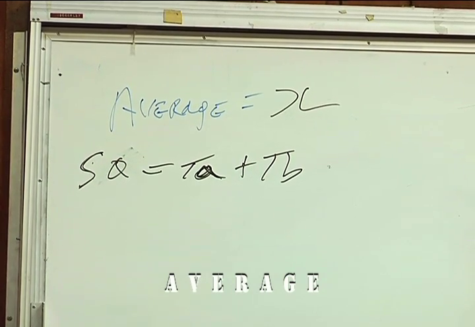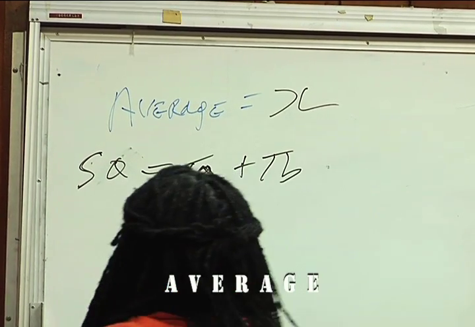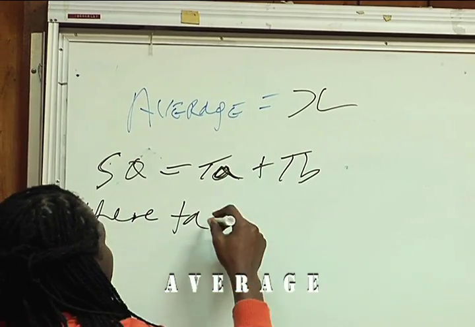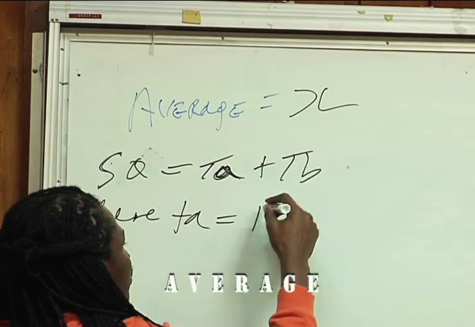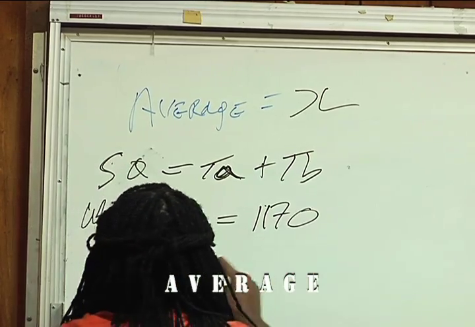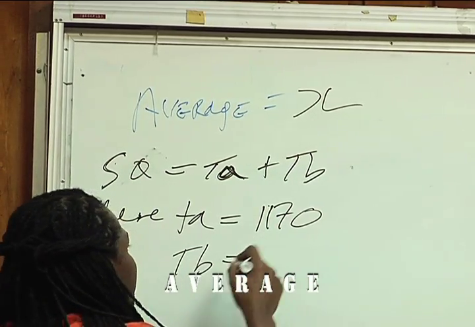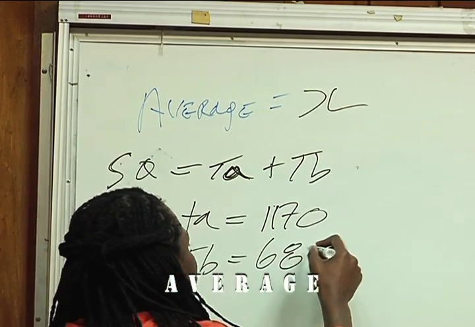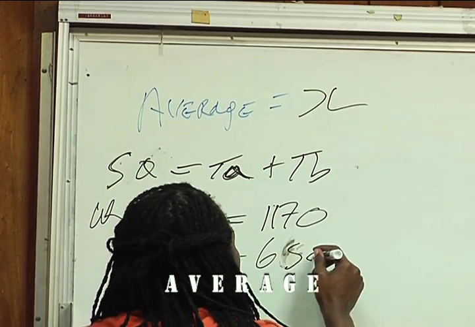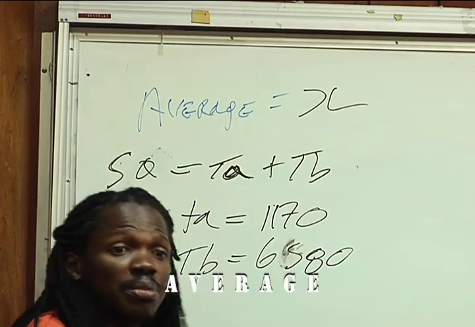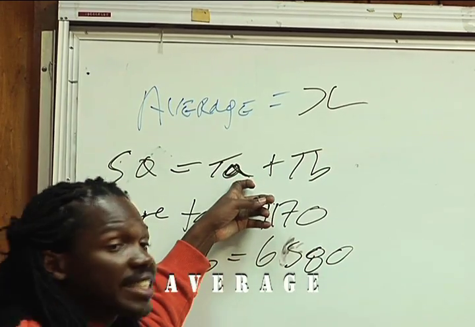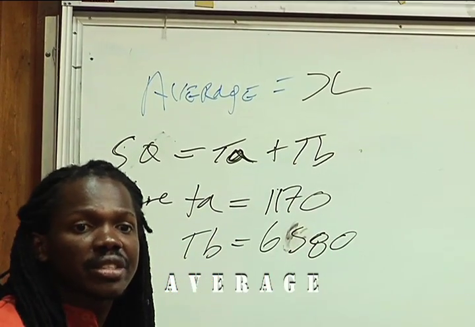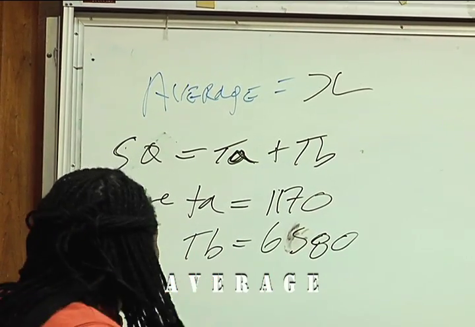You see that? So we're going to say where TA equal 1170 and TB 6580. You don't have to use my notation, you know. You could have said TS, which is total students, and TT, total teachers. You understand? Good.